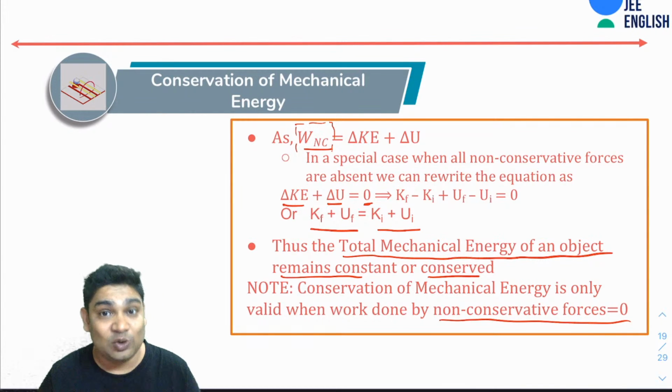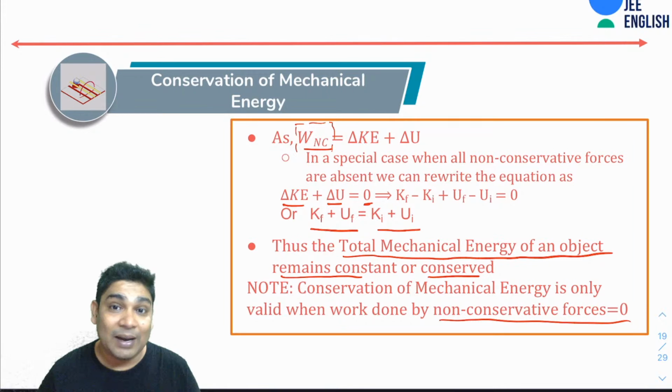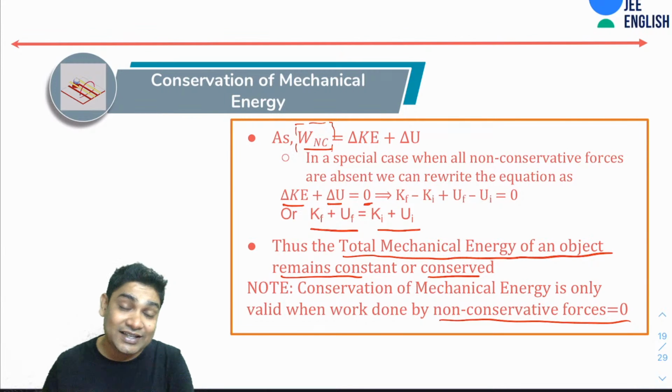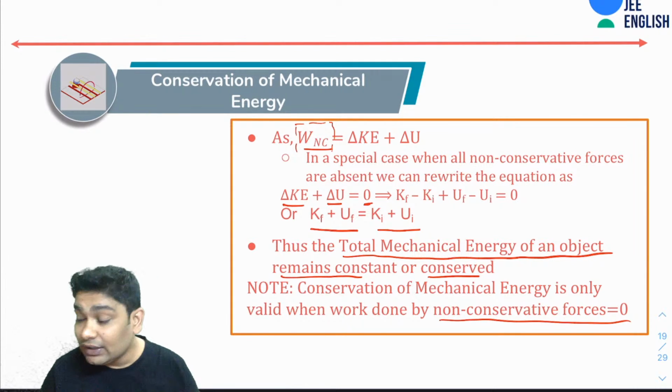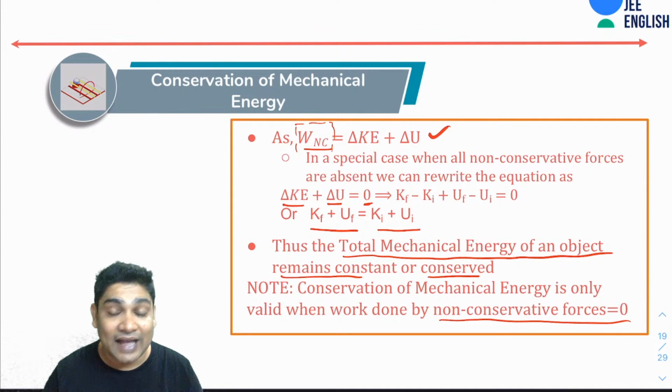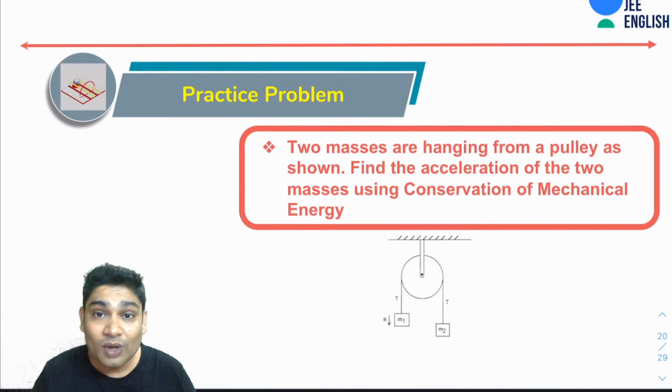I've seen students make this mistake a lot of times. There might be friction acting and they will be applying energy conservation and not getting the correct answer. So, always check to see if there is a non-conservative force which is doing work or not. If there is a non-conservative force doing work, then you use this expression. Otherwise you can directly use mechanical energy conservation. So why don't we try a problem? Let's give a problem a try.